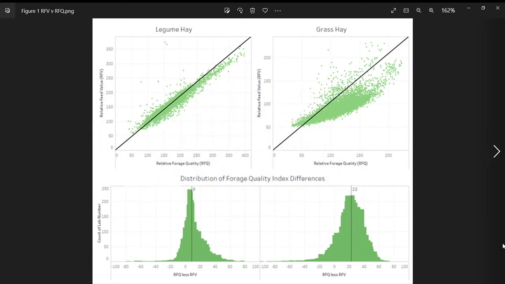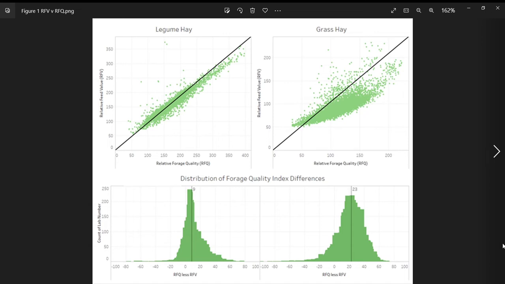So very often I'm asked by producers when they get their reports back, well, why is it that there is a difference? And sometimes it can be a very large difference between these two values on the very same forage. And so today I'm going to explain a little bit of that.